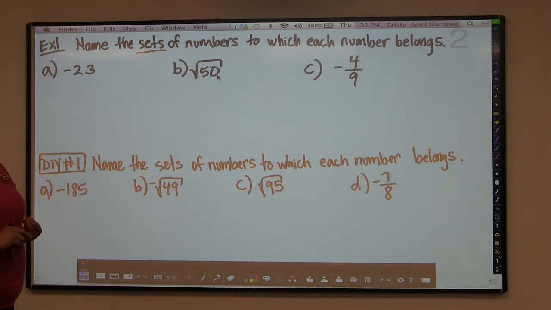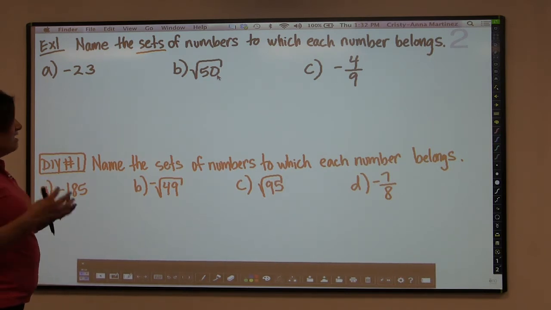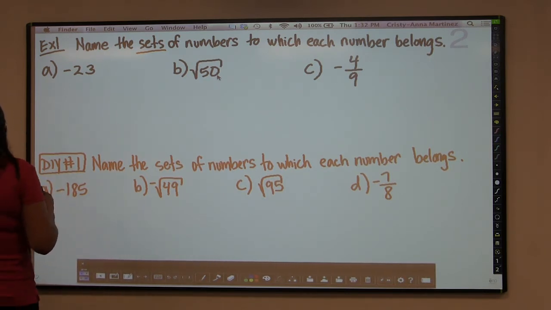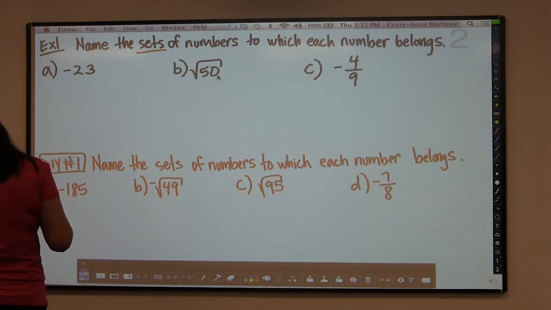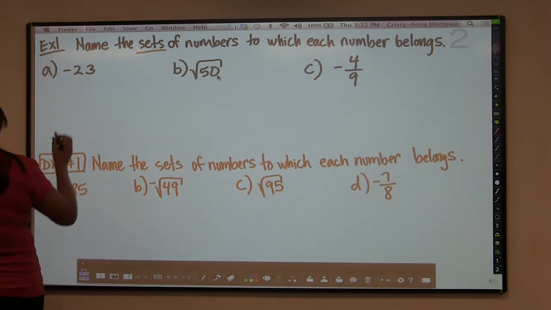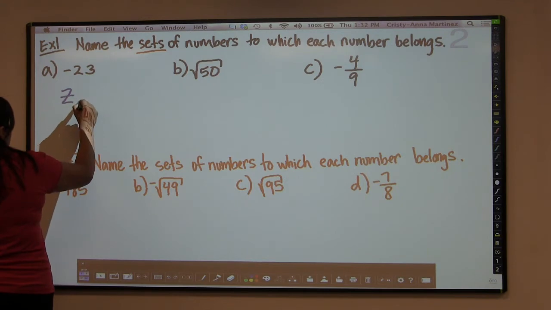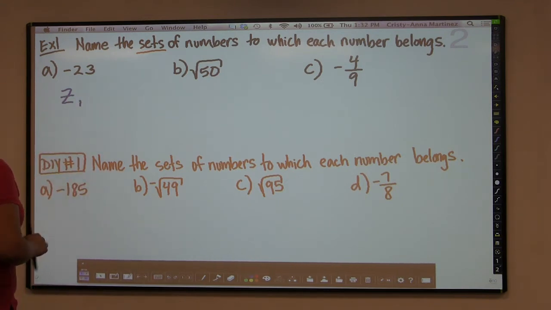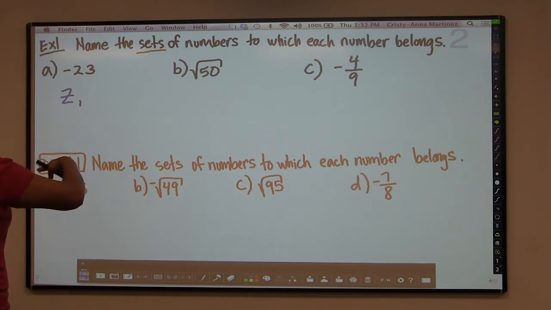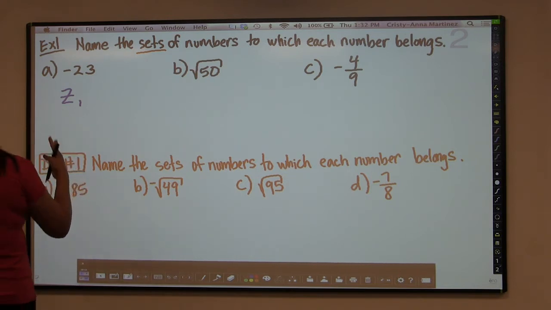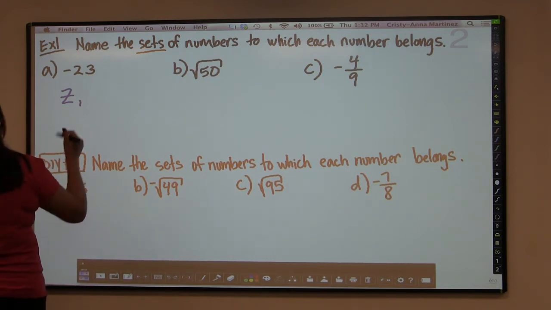It's not in the whole numbers because the whole numbers are the same thing as natural with the addition of 0, and that's not 0. So the first set that the negative 23 can be a part of is the integers. And for the integers, we have the letter Z, remember? So we're going to put Z. But because it's an integer and the integers are inside of the rational, then this number is also rational, which is the letter Q.